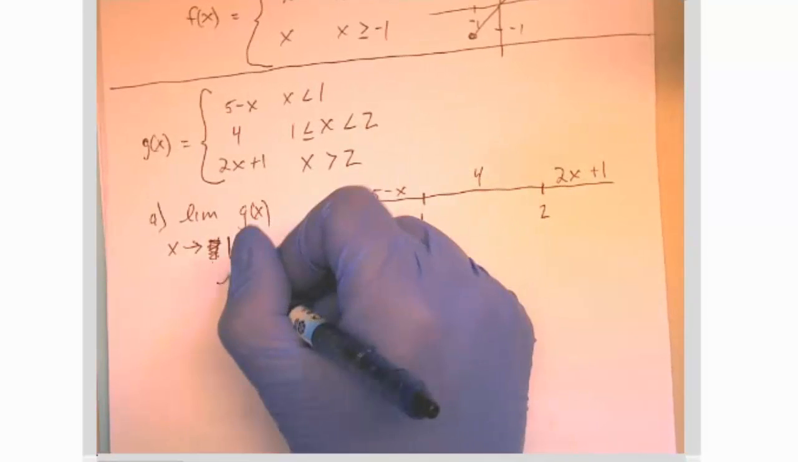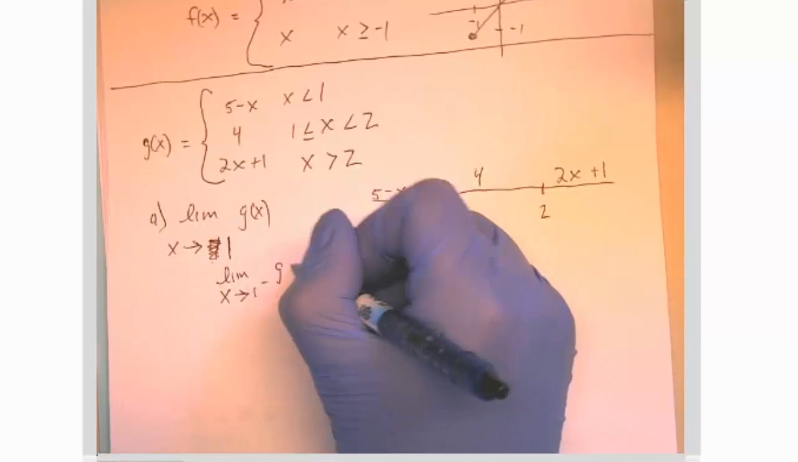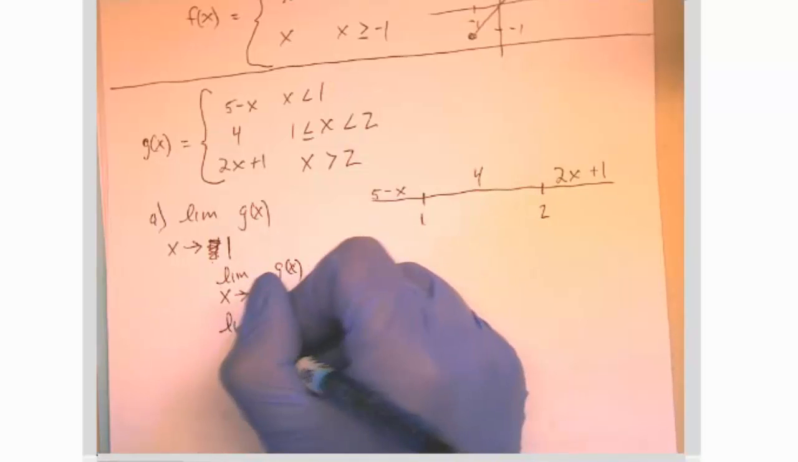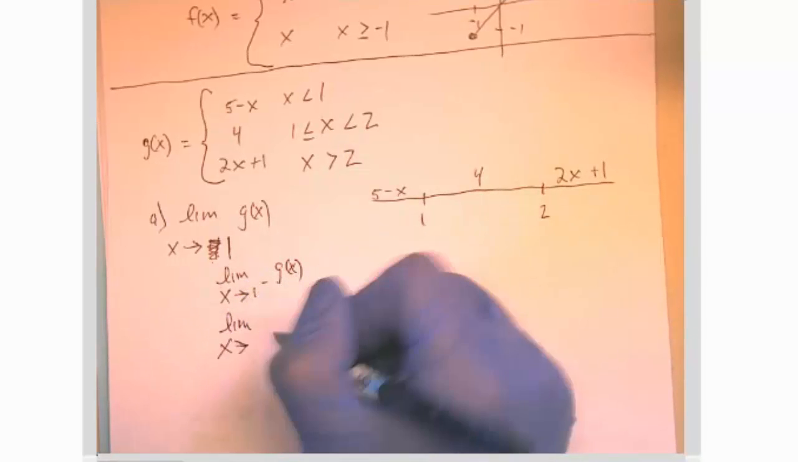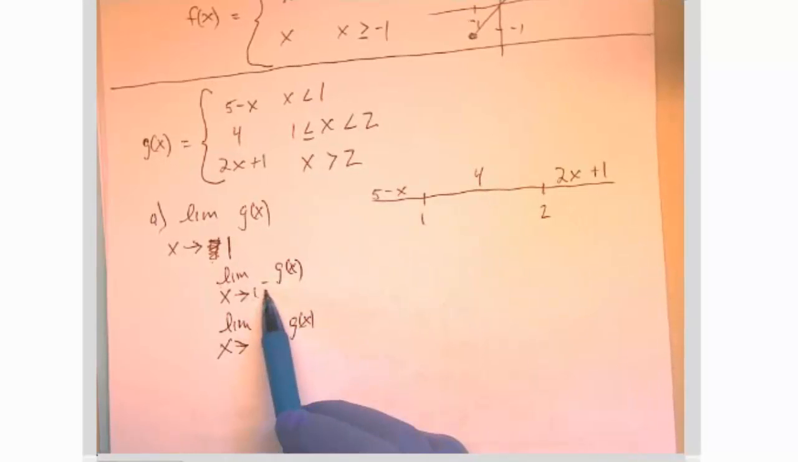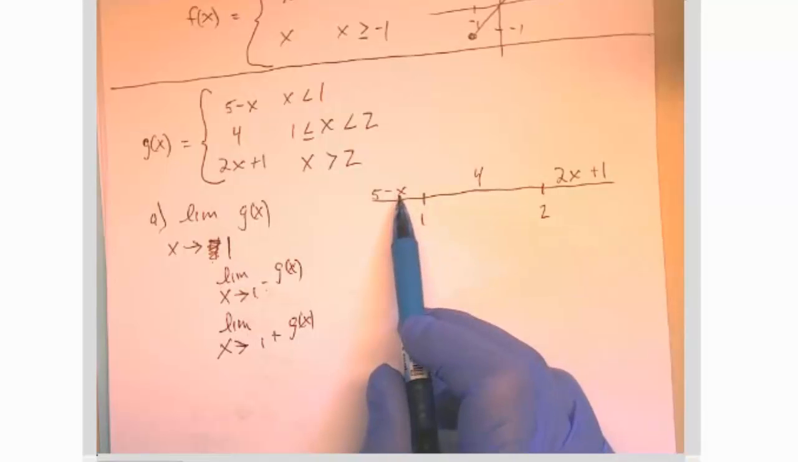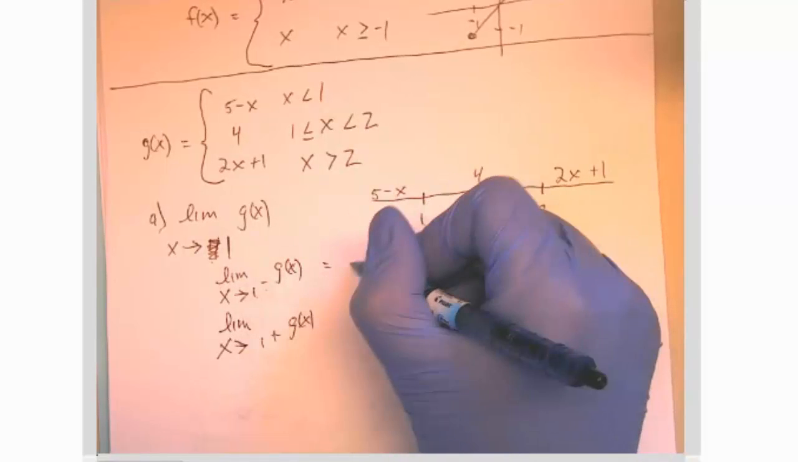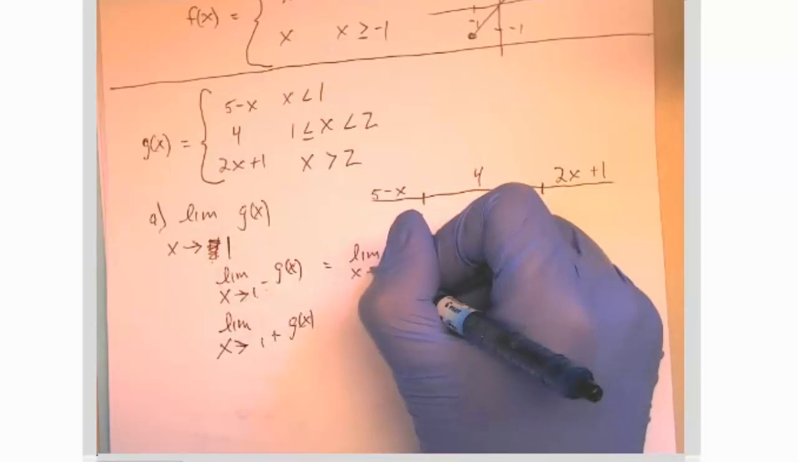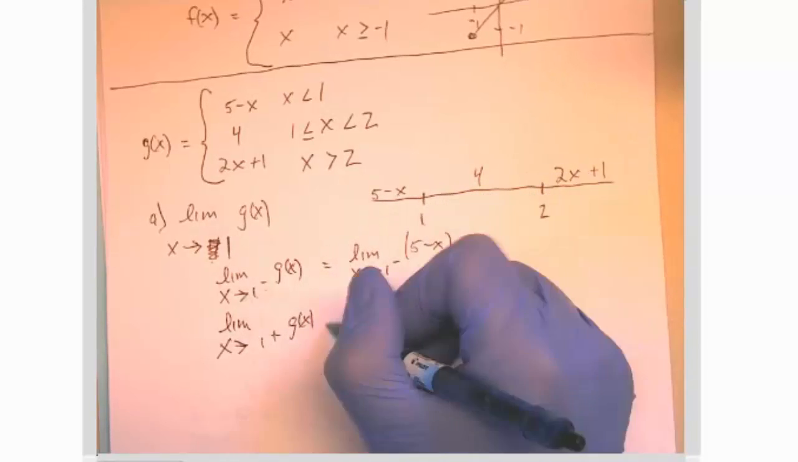Now because this is the two-sided limit, we're going to write each of the one-sided limits and evaluate them. So as x approaches 1 from the left and 1 from the right of g of x. Now, as x approaches 1 from the left, the question is, what function would we be using? Well, we'd be using 5 minus x. So we write the limit as x approaches 1 from the left of 5 minus x.